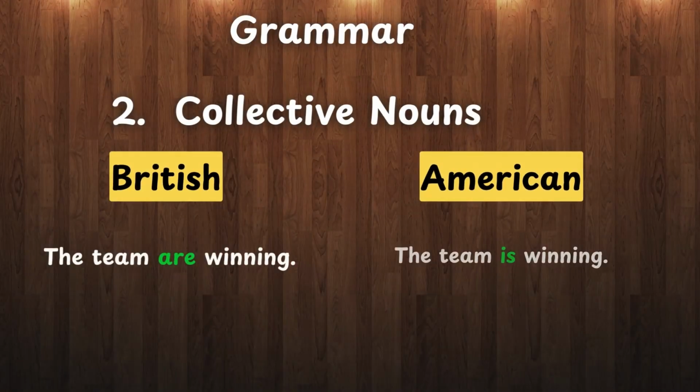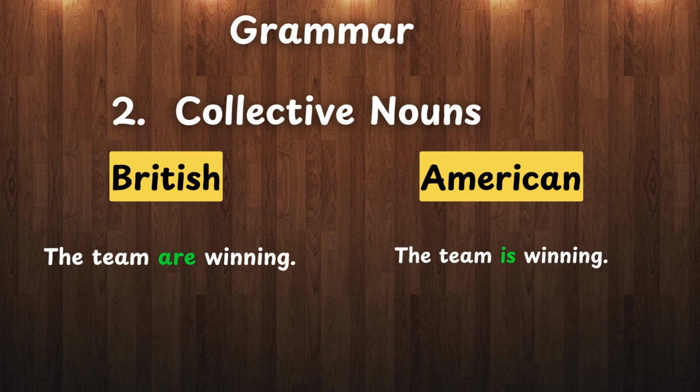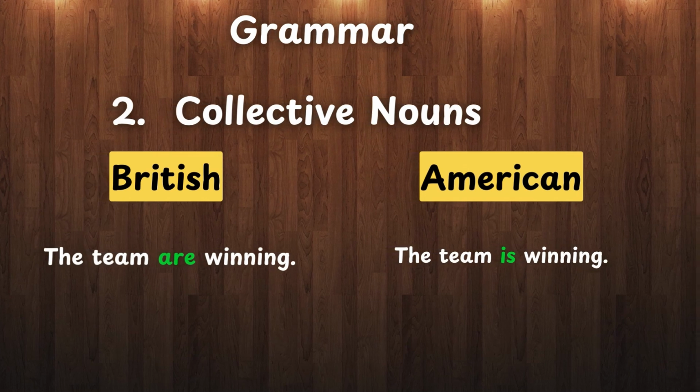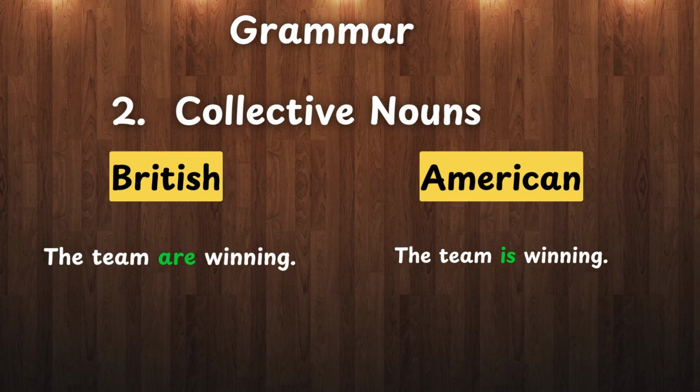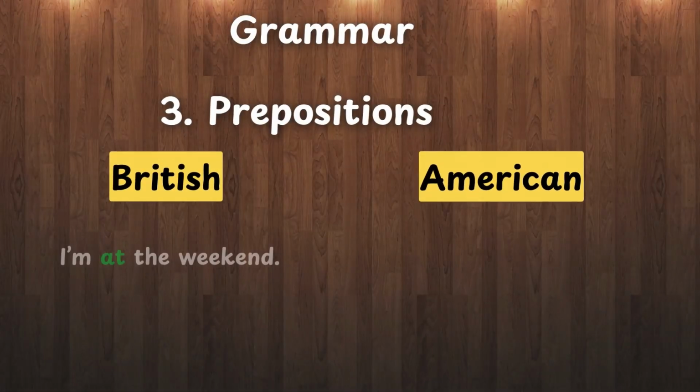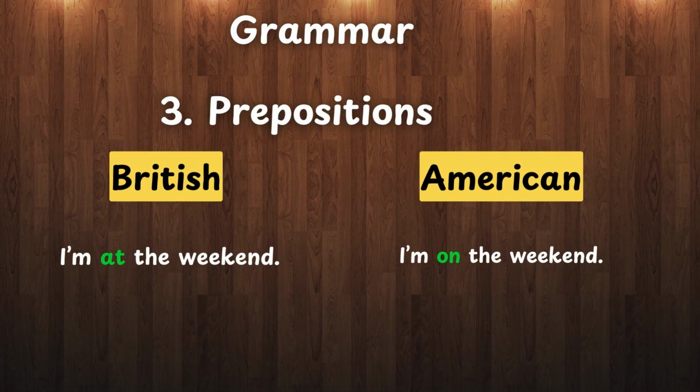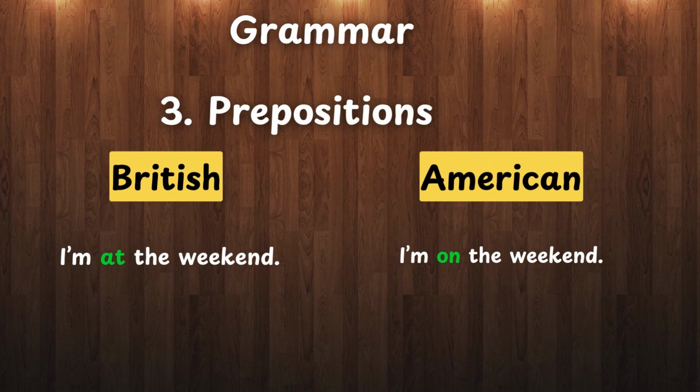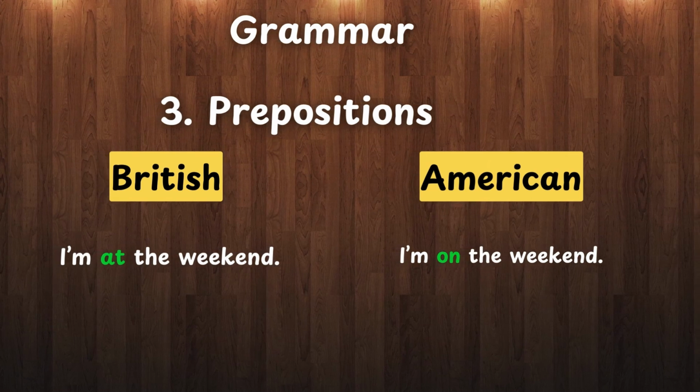Second is a difference in the collective noun. In British, we say the team are winning, and in American, we say the team is winning. British English treats collective nouns as plurals, whereas American English treats them as singular. Third difference is in the prepositions. Let's have a look at the sentence. I am at the weekend, and in American English I am on the weekend. British English uses at for certain time expressions, while American English uses on.